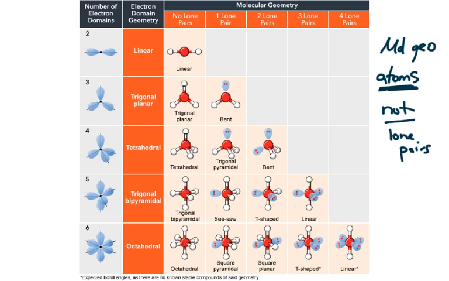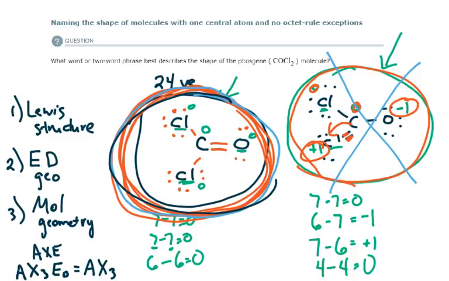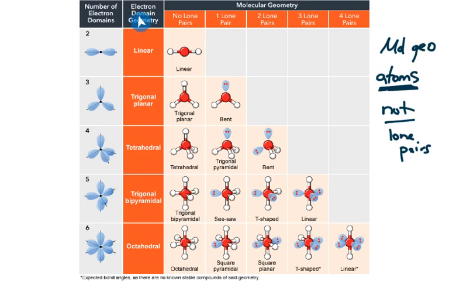So in this case, if I'm looking at the ALEKS notation, this tells me that there are 0 lone pairs here around the central atom. It's AX3. So our electron domain geometry is trigonal planar. There are no lone pairs. There are 1, 2, 3 atoms around the central atom with no lone pairs. So the molecular geometry is trigonal planar.